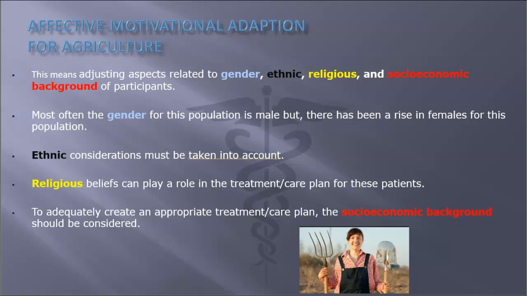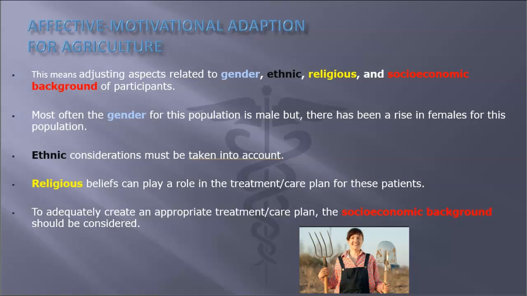Motivational adaptations for agricultural. You have to consider their gender, their ethnic race, their religion, and their socioeconomic backgrounds. Most often the gender for this population is male, but recently there has been a rise in the females who are in this field as well. Considerations you have to take into effect is that sometimes men can have more side effects than women can have with pesticide poisonings.